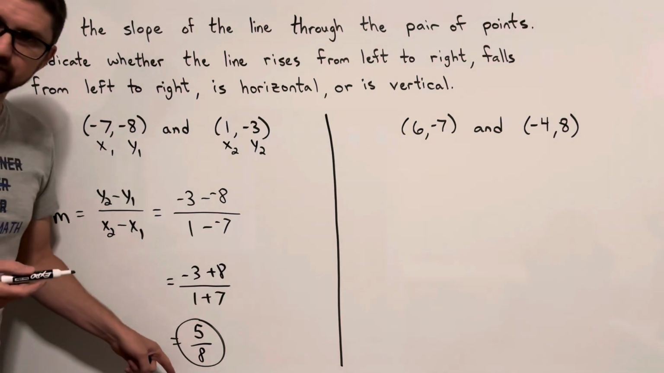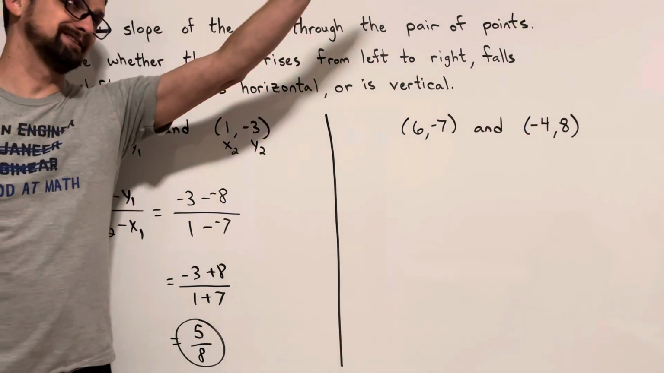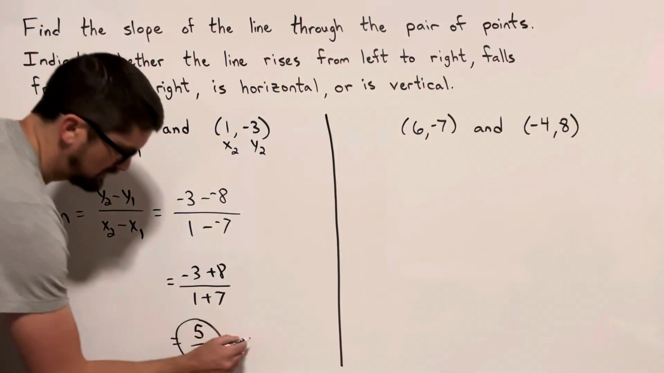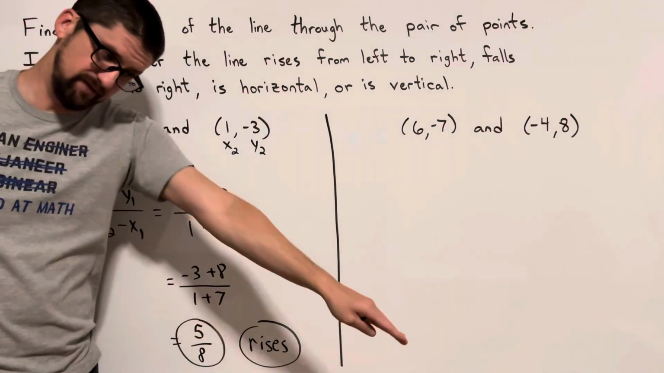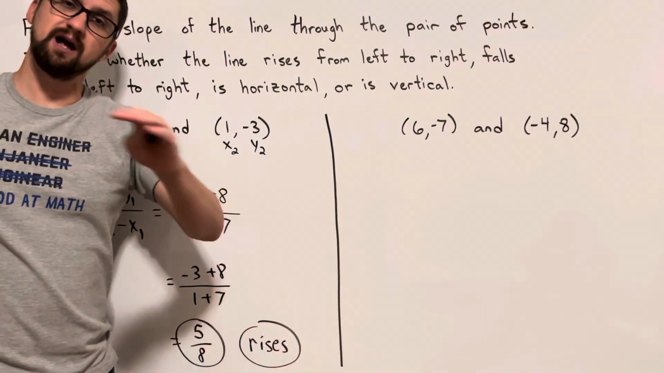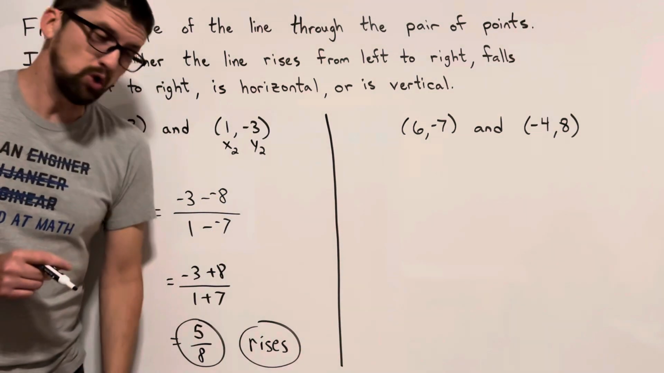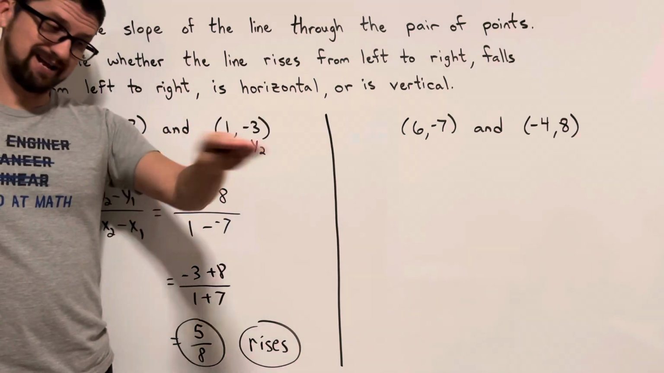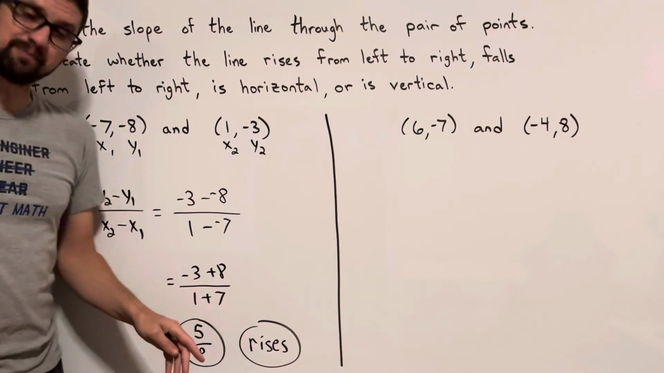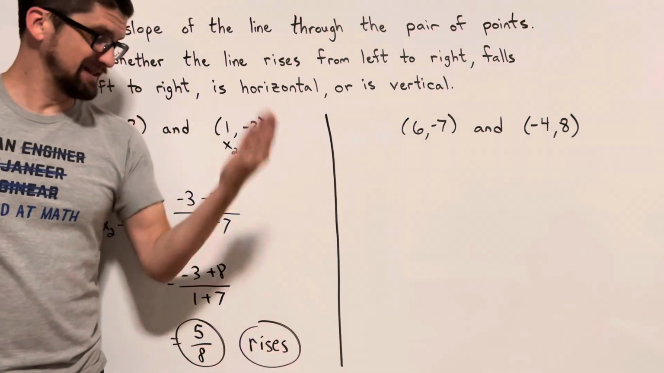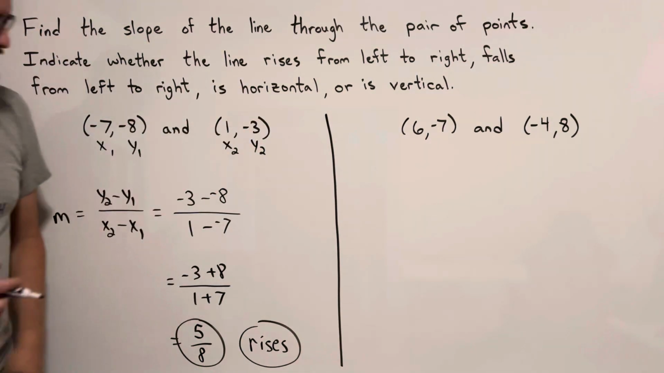Now if you have a positive slope, that means that the line rises from left to right. If the slope would have come out negative, then the line falls from left to right. If we would have gotten 0, a 0 slope means that the line is horizontal. And if we would have divided by 0, we would have gotten an undefined slope, and that would have been a vertical line. All right, let's work on this next one over here.